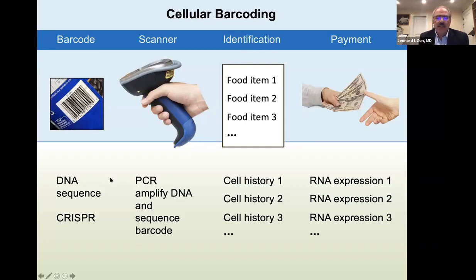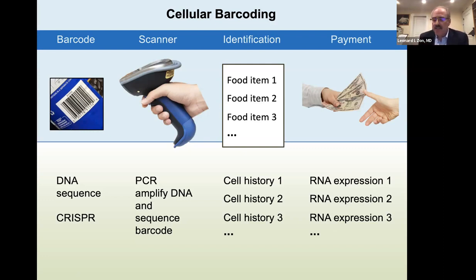Now, in cellular barcoding, what's happened is every cell is actually barcoded with a DNA sequence. And typically we use CRISPR for this approach or some type of recombination technology. The scanning mechanism is to amplify a particular DNA and to sequence the barcode. This will ultimately tell you the history of the cell. It will tell you where it came from, what the cell is. And then ultimately, we look at RNA expression as what the cell is executing, what's its function. Is it a red blood cell, a white blood cell, a platelet, etc.